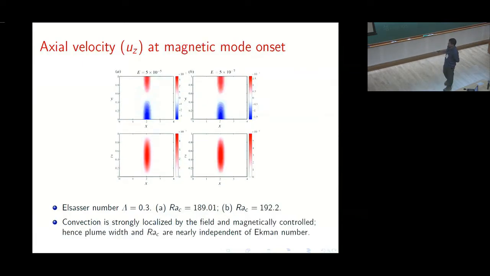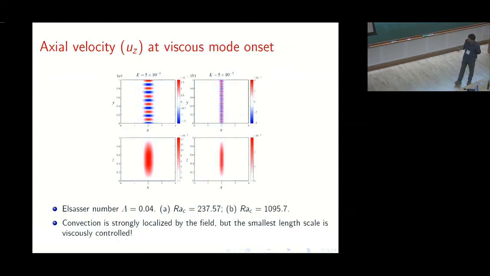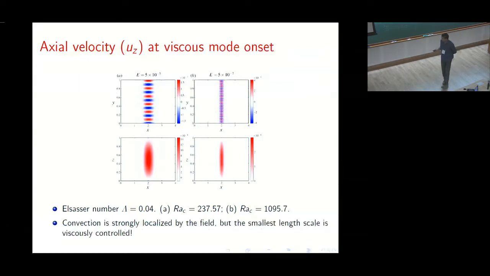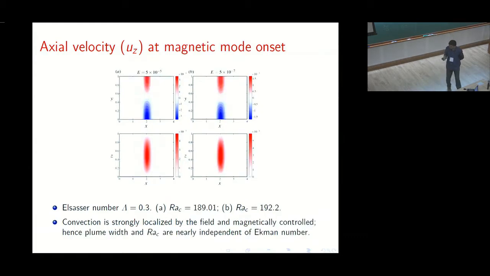So this difference is essentially the difference between the viscous mode and the magnetic mode. In the viscous mode, the Rayleigh number is a strong function of the Ekman number, whereas in the magnetic mode, the Rayleigh number is not a function of the Ekman number. Okay. So the essential message that came out of this study is that convection is strongly localized by the field, but the smallest length scale is still viscously controlled.